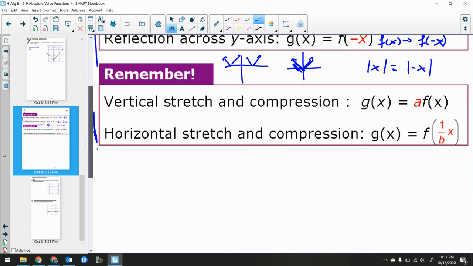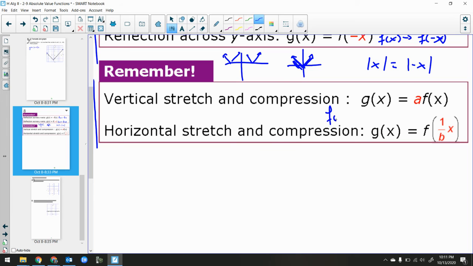Okay, vertical stretch and compression, that's a times f of x. So f of x is going to map to a times f of x. That's multiplying it on the outside of the absolute value. And then remember, this is that tricky 1 over b thing. F of x is going to map to, this is horizontal stretch or compression, f of 1 over b x. So it's the reciprocal of the value. And then you're multiplying that on the inside of the absolute value.